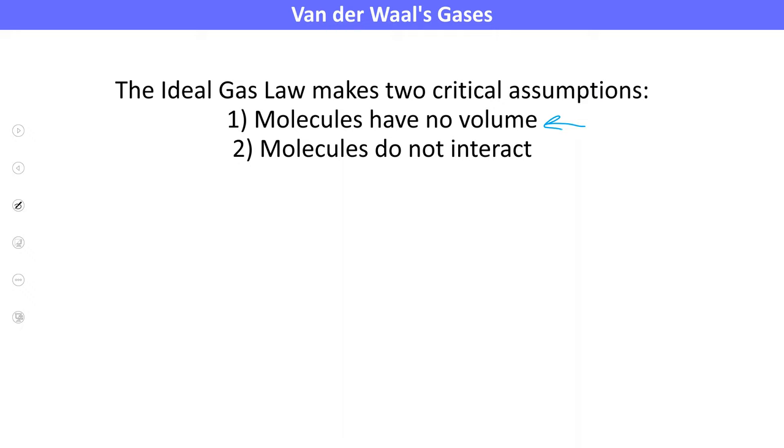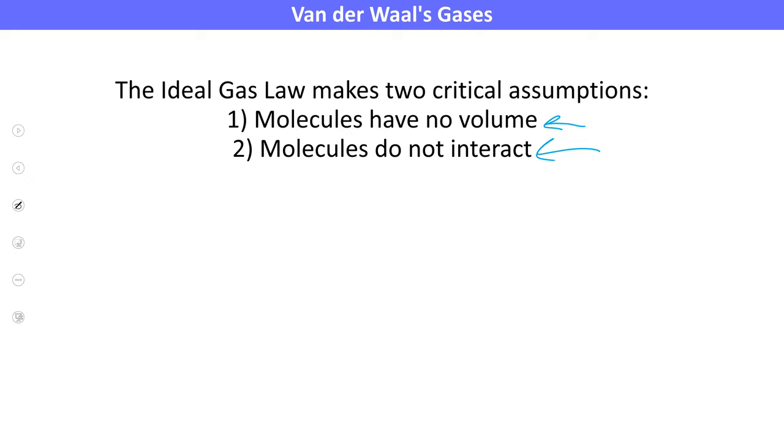The other one we're assuming is that the molecules do not interact with each other or with the walls of the container. In other words, they just bounce around like billiard balls and bounce cleanly off each other. They don't stick at all. It also means there's no phase changes. If either of these assumptions is not true, we can't really use the ideal gas law.